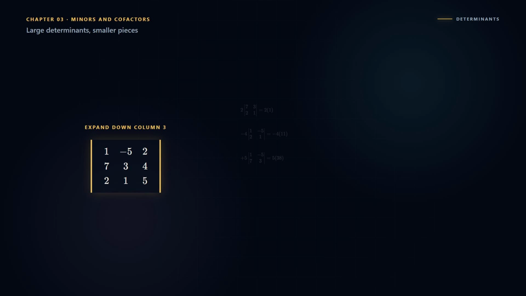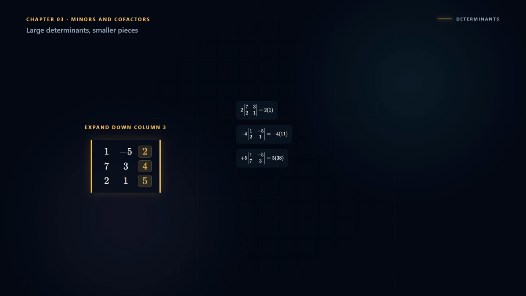Now, calculate this determinant by expanding down its third column. Multiply each selected entry by its cofactor, then add. The top entry is 2. Its sign is plus, and its minor has determinant 7 times 1 minus 3 times 2, which is 1. The middle entry is 4. Its checkerboard sign is minus, and its minor is 1 times 1 minus -5 times 2, which is 11.